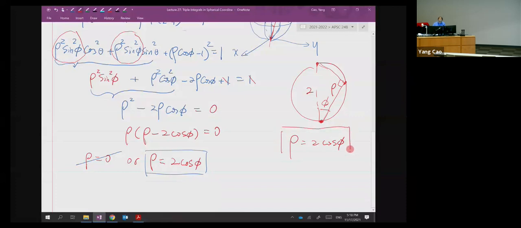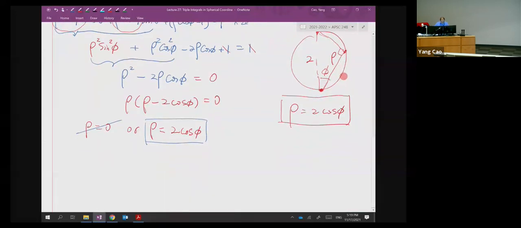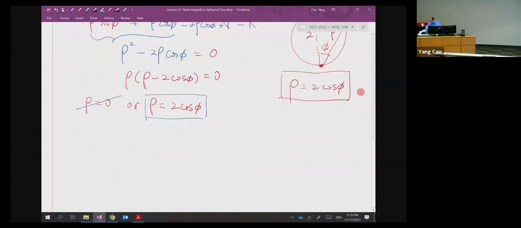Sometimes a trickier situation is to find the rho limit through a certain region, and you probably have to find the rho limit using this sort of geometric relationship, or you can use results like this. Okay, so that is the connection between the spherical coordinates and Cartesian coordinates.